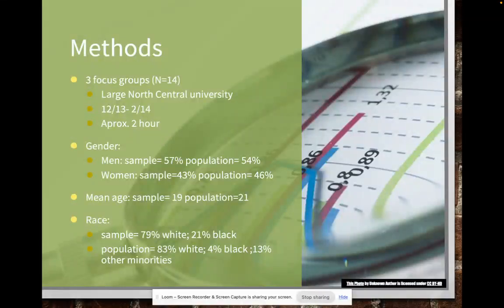And then the age was a little bit younger, probably because I recruited in lower division classes where students are more likely to be freshmen and sophomores who are 18 to 20. The race is also a little bit off. It's disproportionately people of color in my sample compared to the overall population.